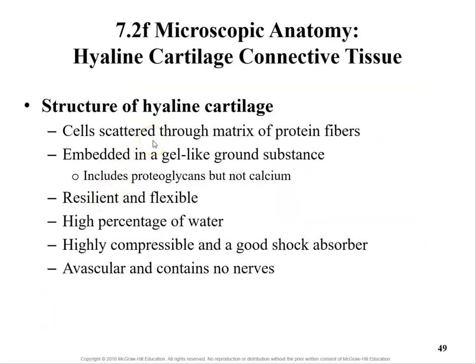Okay, now let's talk a little bit about cartilage. So we'll talk first about hyaline cartilage. So hyaline cartilage is composed of cells scattered through a matrix of protein fibers as they are embedded in a gel-like ground substance. And this ground substance is going to include proteoglycans, but not calcium. Hyaline cartilage is resilient and flexible. It has a high percentage of water in it, which makes it highly compressible and a good shock absorber. It is, unlike bone, avascular and contains no nerves.